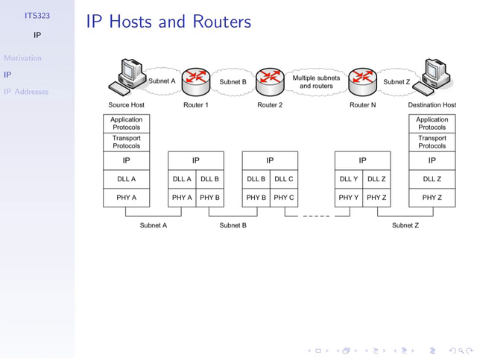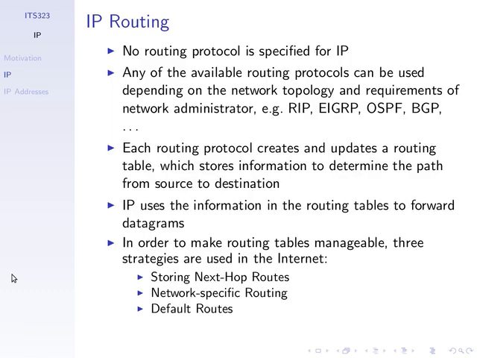So in fact, in the routing tables, we don't need to store the entire set of hosts in subnet Z in these previous routers. We just need to store a path to reach the entire subnet, because the path to reach this host should be the same as the path to reach another host on this subnet. So we use network-specific routing, which makes the routing tables more manageable.